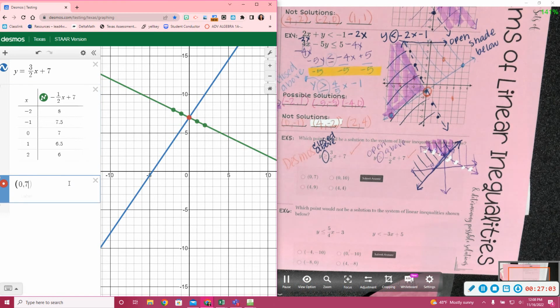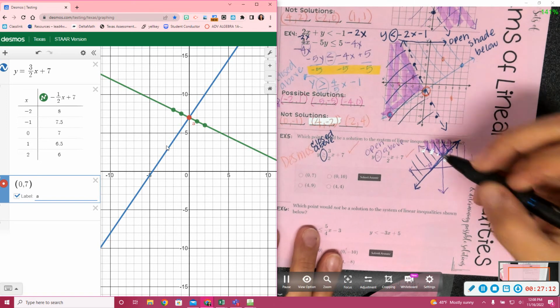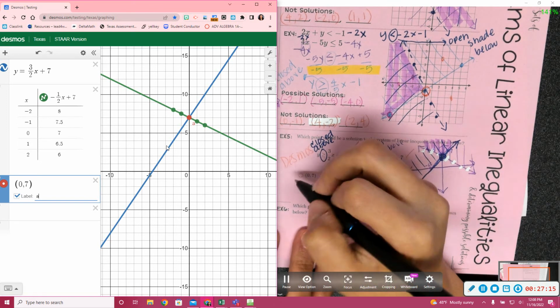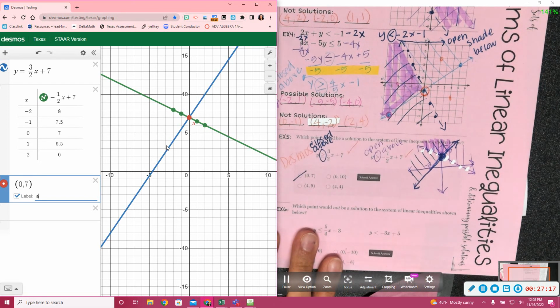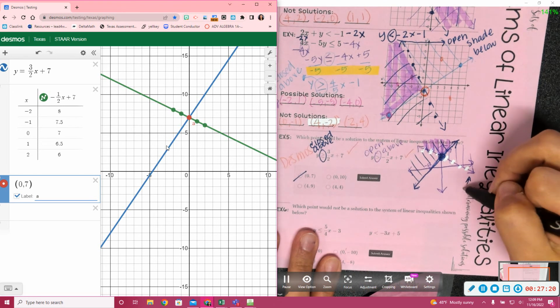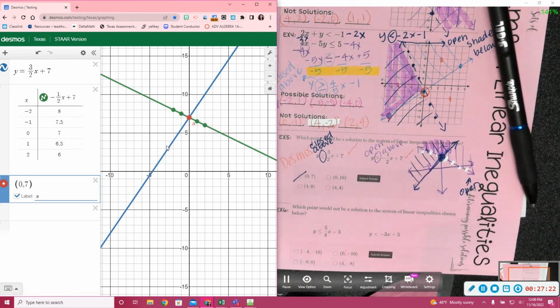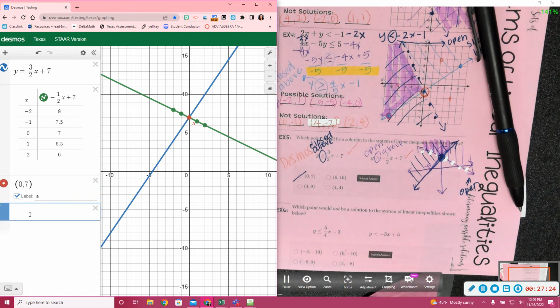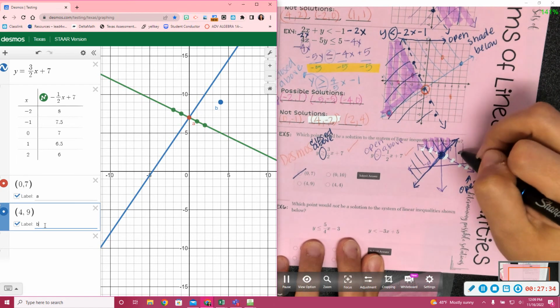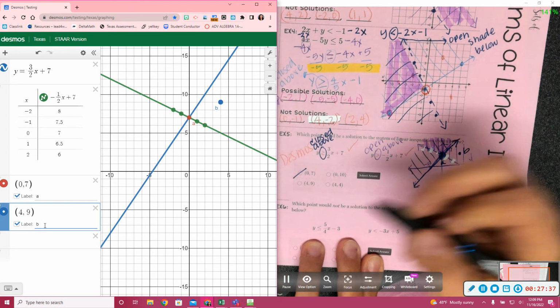And if I were trying to figure out which point goes up there, you can also use Desmos. 0, 7. We're going to label that point A, which is right there. So point A is the intersection point, which is not a solution because this line is open. So if I were to do my next point, 4, 9, and we're going to go ahead and label that one point B. Notice point B is over here. This was point A, which is not the double shaded area.